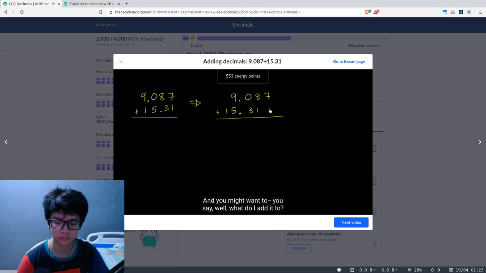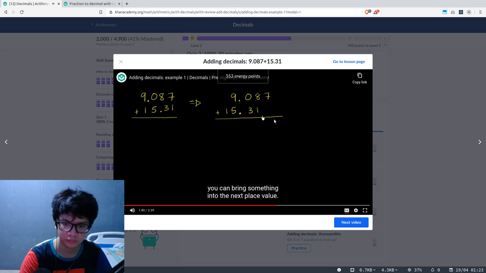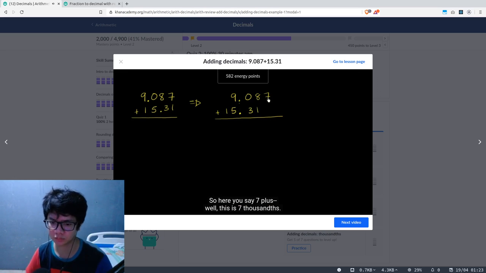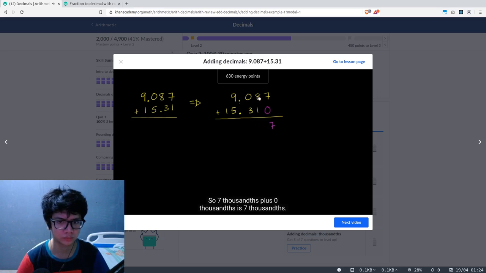And you might want to say, well, what do I add it to? There's no thousandths right over here. And you're right, there are no thousandths, so we could literally write 0 thousandths. So 7 thousandths plus 0 thousandths is 7 thousandths.